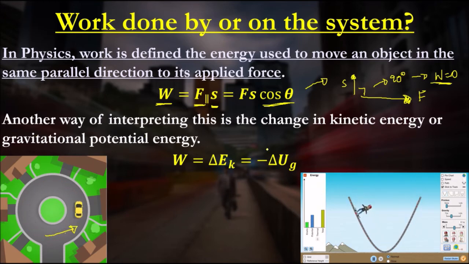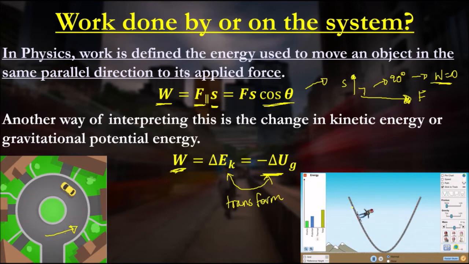Another way to interpret work done is the change in kinetic energy or the potential energy, in this case with our roller skater, gravitational potential. We can express it like so. Now, you might wonder why gravitational potential is negative here, given that energy is a scalar quantity, so there's no direction. Well, the reason it's negative is to represent that these two are being transformed into one another. How is it being transformed? That's because work is being done by or on the system.